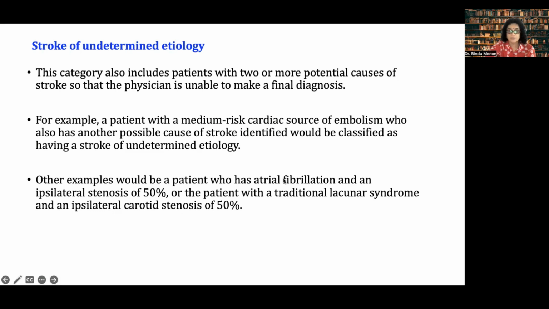Other examples would be a traditional lacunar stroke with an ipsilateral carotid stenosis of 40 to 50%. So we have the large artery stenosis, the cardioembolic, the small vessel disease, then we have other determined causes, vasculitis and others, and then we have the undetermined etiology. And that is it.